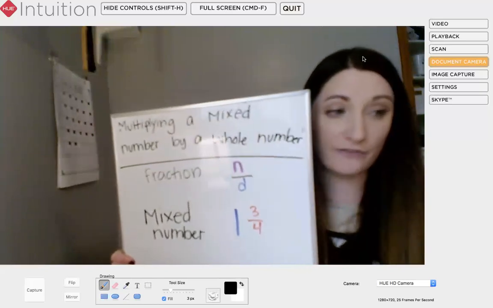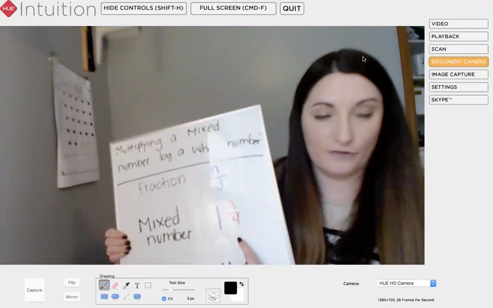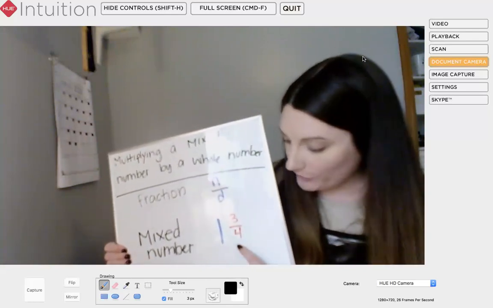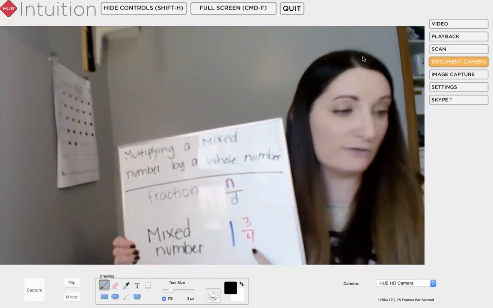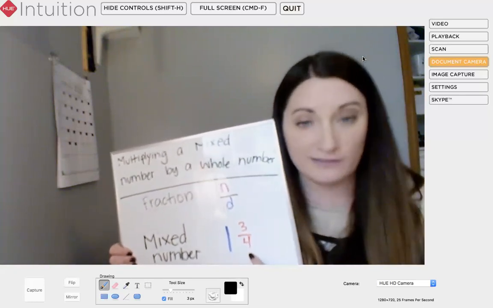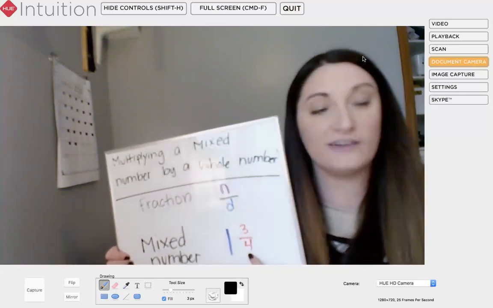A mixed number, though, is different. A mixed number is when you have a whole number and a fraction. It contains a whole number and a fraction. For example, 1 3/4. I could say I have 1 3/4 pounds of chocolate in my house right now. So I have one full bag and I have 3/4 of another bag.